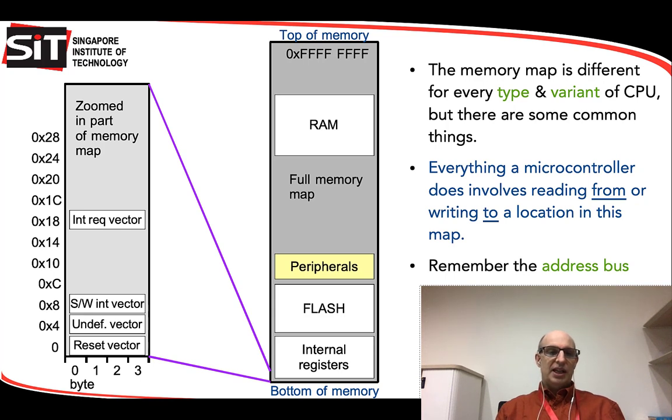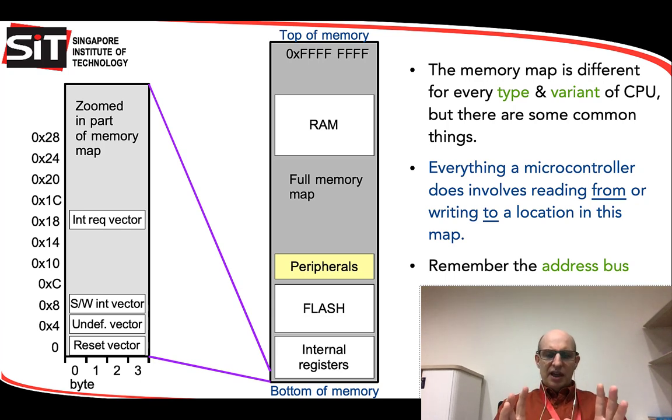If we wanted to access a particular peripheral, then we would need to know the address in the memory map where that peripheral's control registers were located. And then there'd probably be a block of different control registers, and we'd need to identify which particular control register we wanted to talk to or access, and where it is located exactly in memory.